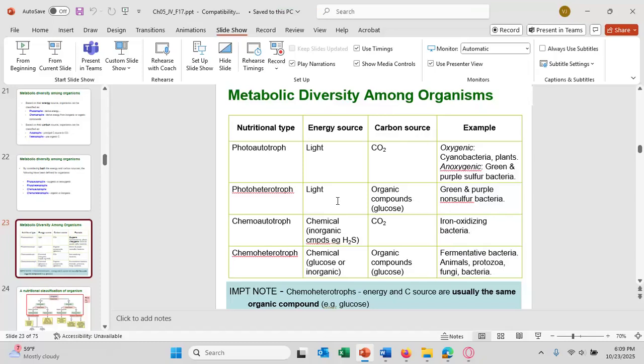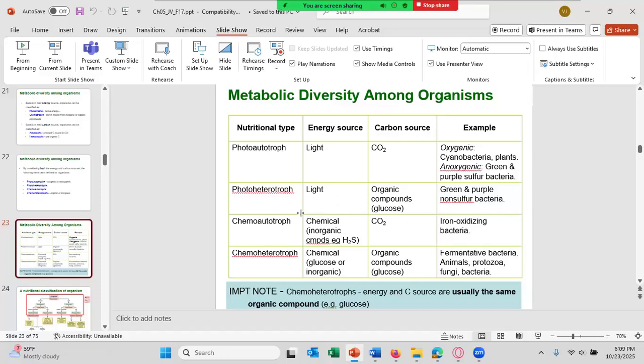Anyways, those bacteria are photoheterotrophs, getting their energy needs from light and their carbon source from an organic chemical compound such as glucose.